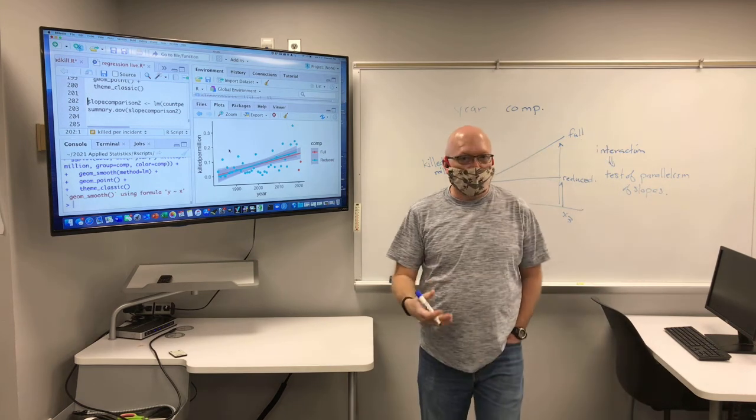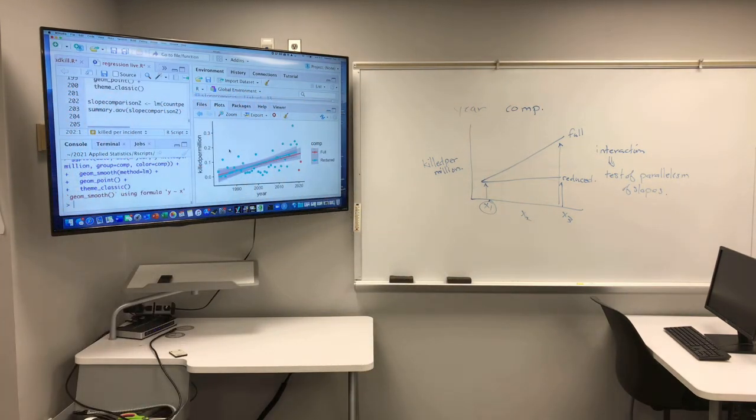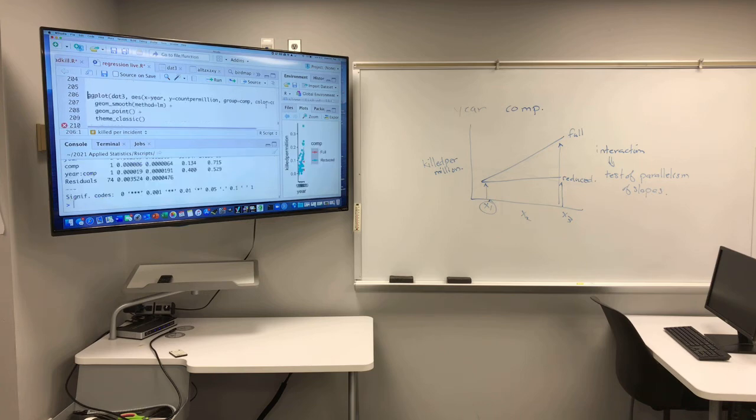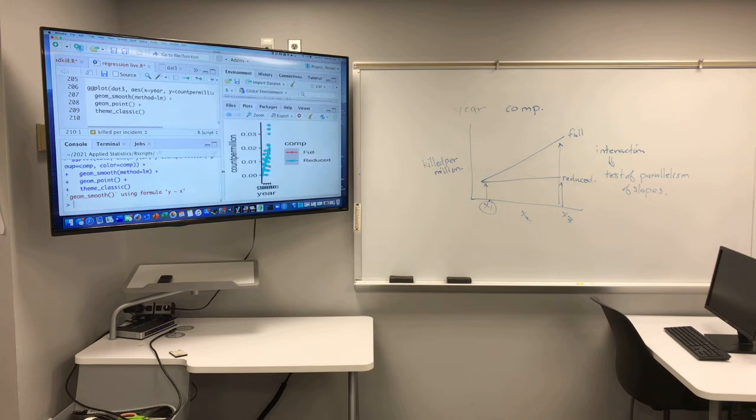Are these slopes similar to one another? Are they essentially parallel, or is there some evidence to say that they are not parallel? And we could do this with killed per million. We could do it with the incidents, which is counts per million, the number of individual incidents per million. And once again, we would still see there is no significant interaction. The plot of that looks like this.